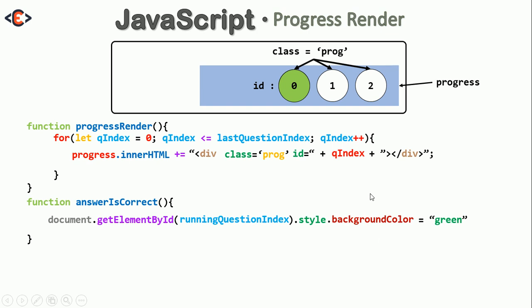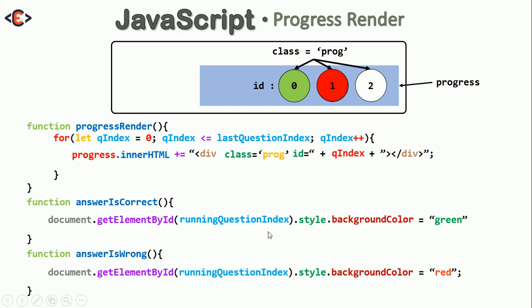Let's say now the user didn't answer the question correctly, which means we need to change this div's background color to red. We will need here a new function called answer is wrong, which uses the same code. The difference is we set the background color to red instead of green. As you can see here, both the functions answer is correct and answer is wrong use the same code. The only difference is the color here. So you can use one function to achieve the same thing, but I still prefer to use different functions.